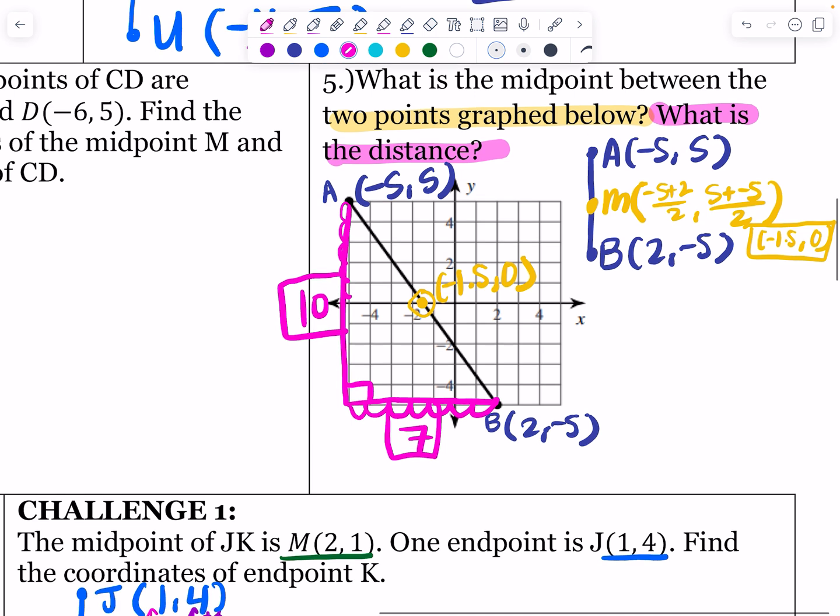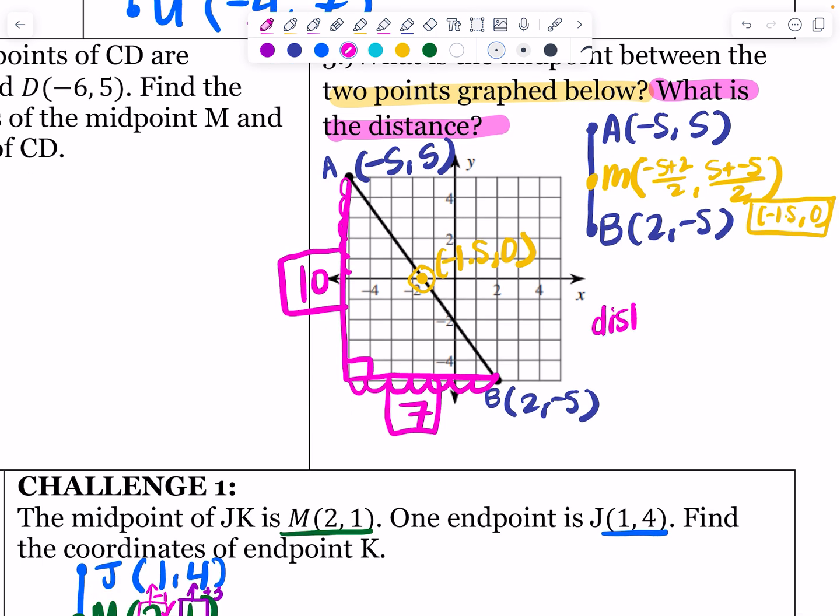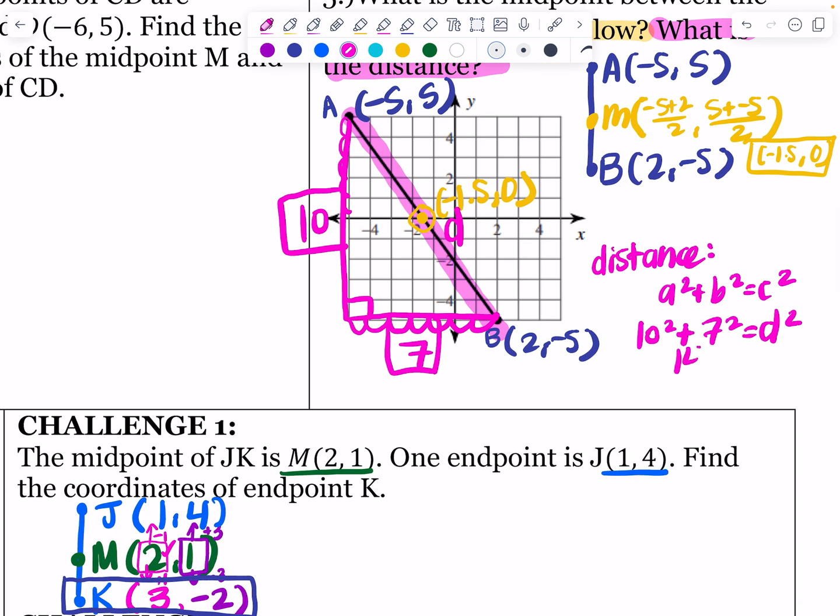So to find the distance between the two, we're going to plug it into the Pythagorean theorem. So I'm going to call this D for distance. I'm finding the length of this segment. So A squared plus B squared equals C squared. And we're going to plug in 10 and 7 equals my distance squared. So that's going to be, type in 10 squared plus 7 squared into your calculator, you get 149 equals d squared. And so d is going to be equal to the square root of 149.